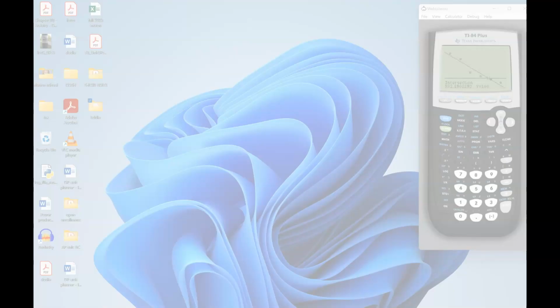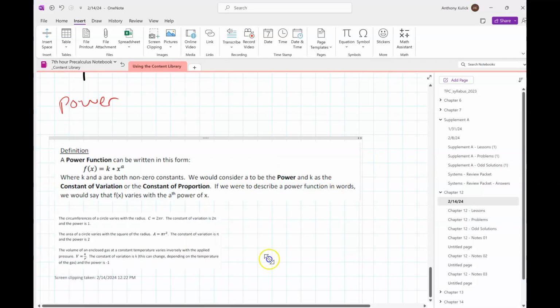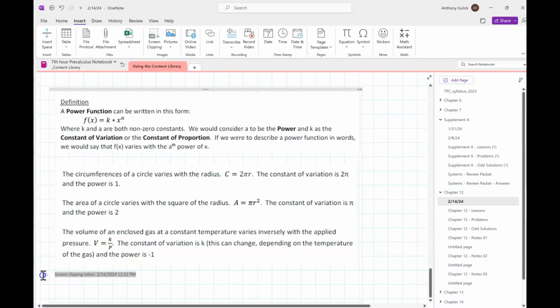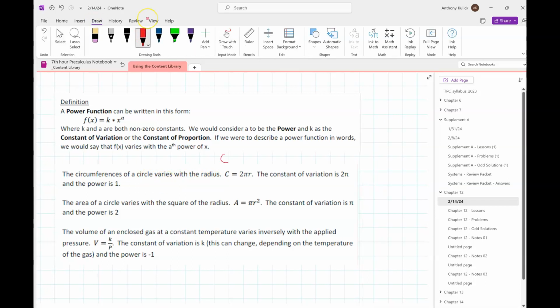So let's look at some vocab or word examples so you can see this in action. If we say the circumference of a circle varies with the radius, that tells me that C is equal to k times r to the first. Now, I remember from geometry that the circumference of a circle is 2 pi r. So that 2 pi is my constant of variation, and the exponent on my r is the power for the power function. Is everybody okay there?